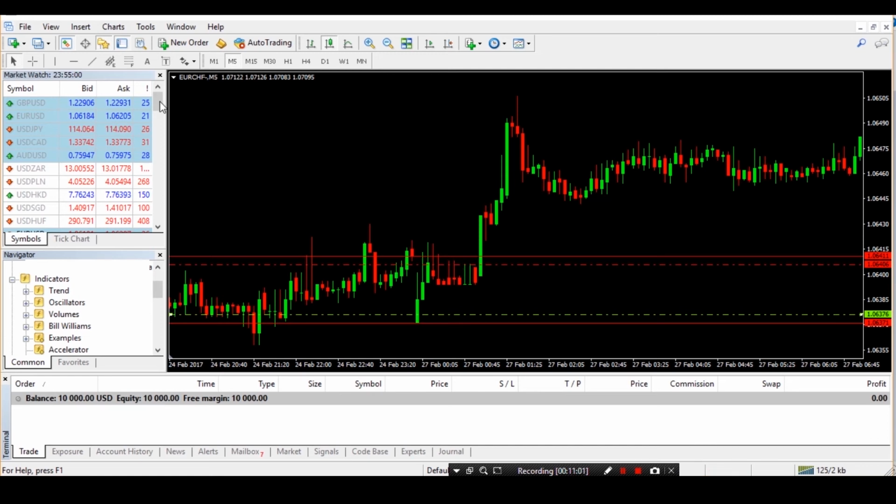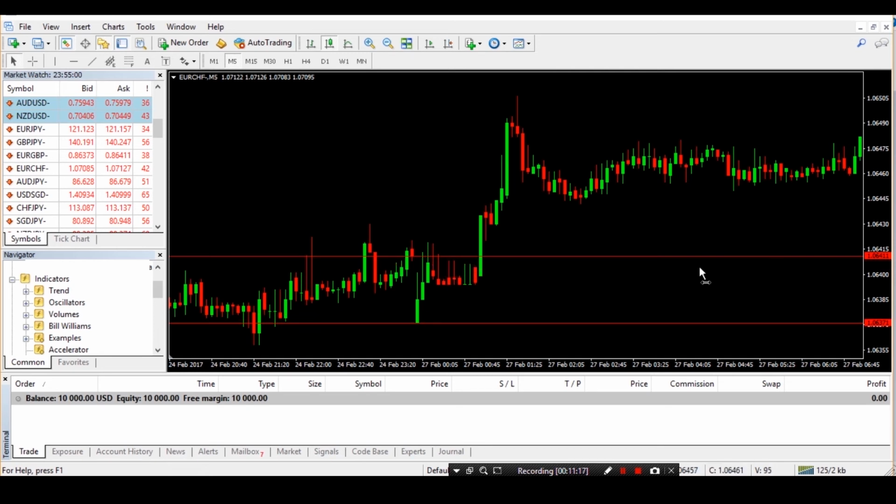So you want to check that on Euro CHF. Our spread is 42, so we want to make sure that the distance between here is 42. Okay, so that is the one way to trade a gap.